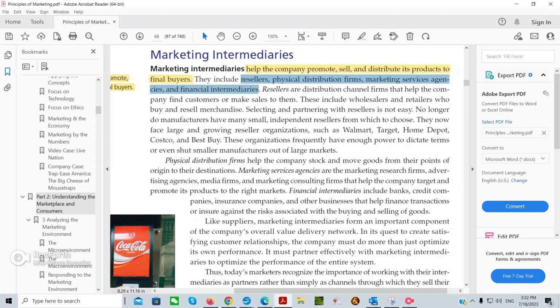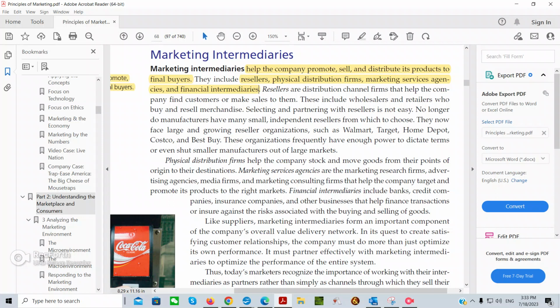Those include resellers, physical distribution firms, marketing services and agencies, and financial intermediaries. Financial intermediaries is one that is basically a payment processor. It's kind of like Visa, MasterCard, American Express. Okay, those are financial intermediaries. Suppose you're selling to a customer. The customer needs a way to pay, so that's what that is for.